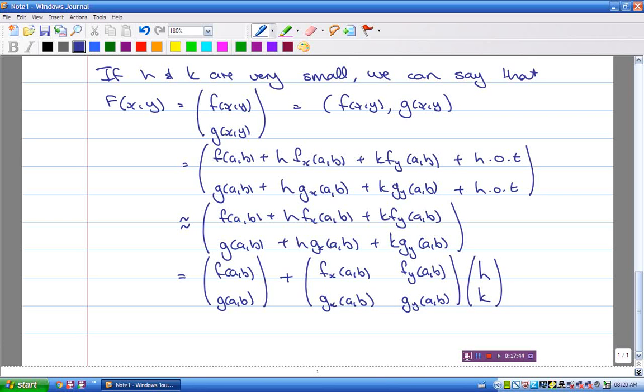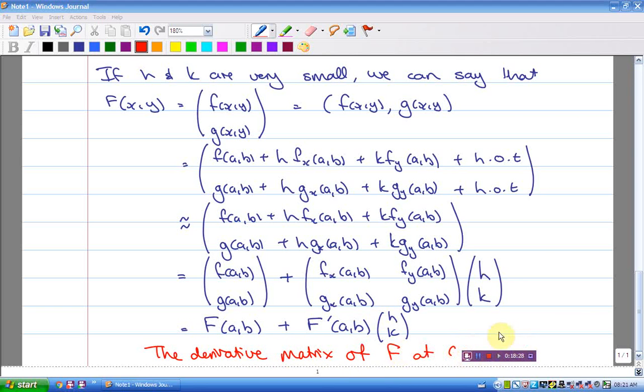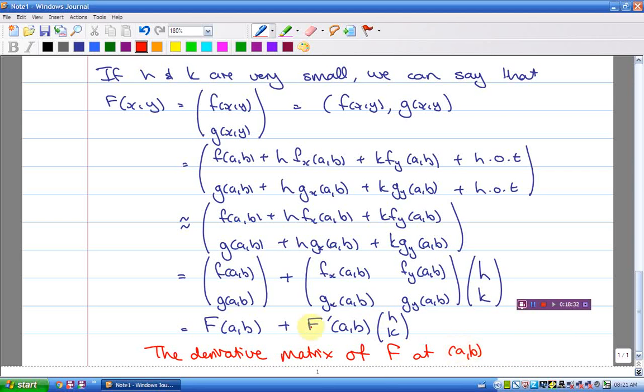Okay, I hope you agree that that is true. And then what we usually choose, that first vector, of course, is simply capital F evaluated at (a, b), plus, I'm going to leave that vector h, k written as h, k, but that matrix there I'm going to give a special name to. I'm going to call it capital F dash, and that thing over there is called the derivative matrix. The derivative matrix of F at (a, b), and that's that.